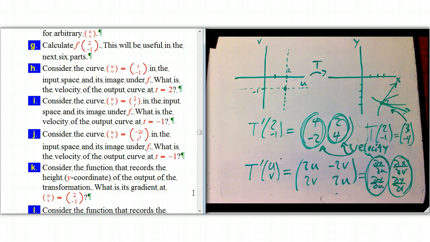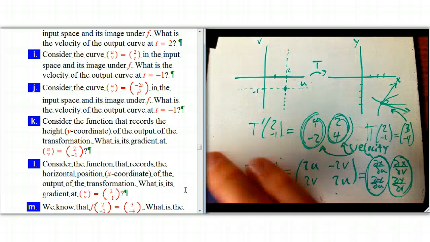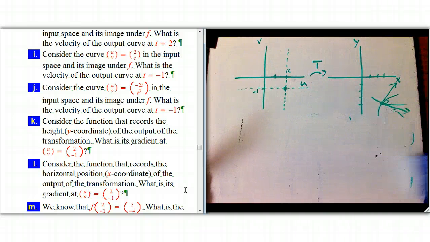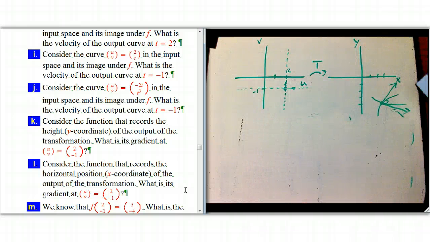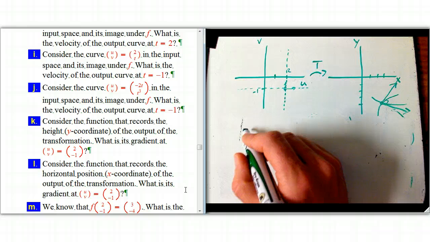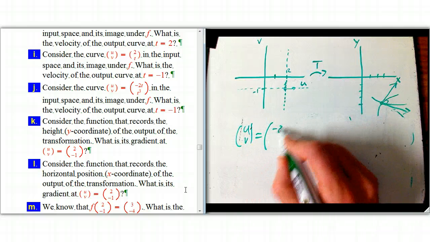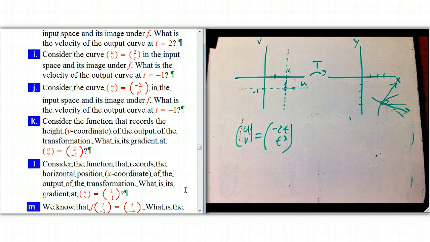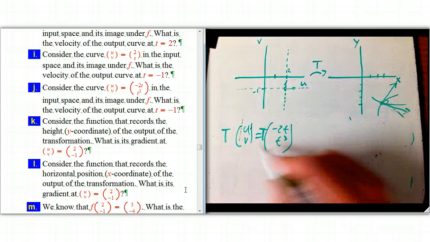Okay. Now, what about a more complicated curve? In part J here, instead of taking just a coordinate curve, going strictly exactly right or exactly up, I'm going to look at (u, v) equals (minus 2t, t cubed). Okay. And then I'm going to stick that into the transformation. So I'm going to take the transformation of that.